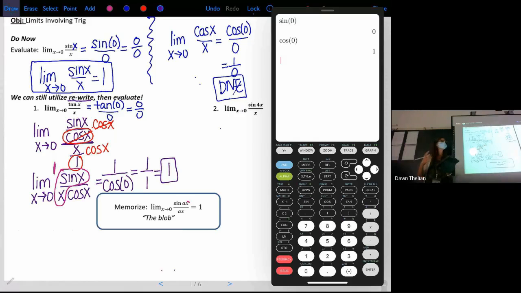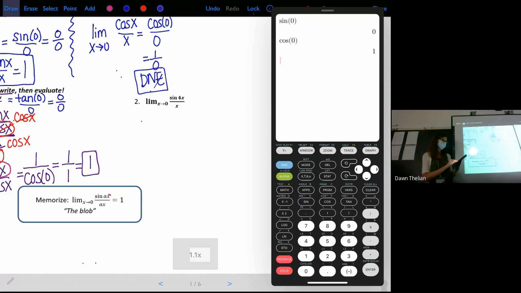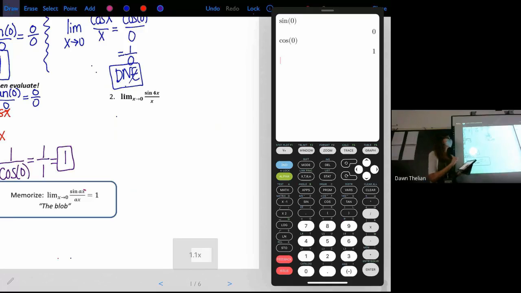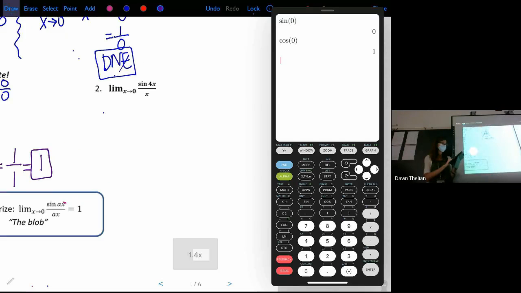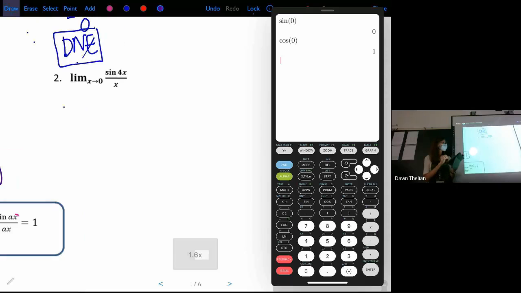I'm still able to utilize the concept that I have to rewrite it somehow if I'm dealing with a trig function like tangent. Let's take a look at number 2. Notice the big difference here is now I've got a constant multiple in there. I'll make it even bigger for everyone in class.